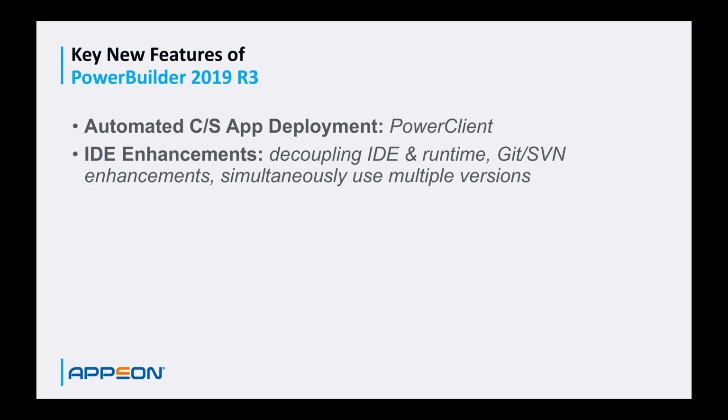Also, we've done enhancements to Git and SVN, and we've listened to our customers and enhanced the license mechanism so that on the same machine, you can simultaneously use multiple versions of PowerBuilder. For example, let's say you're maintaining an app in PowerBuilder 2019 R3, and then you also want to do some development or testing with PowerBuilder 2021, for example.